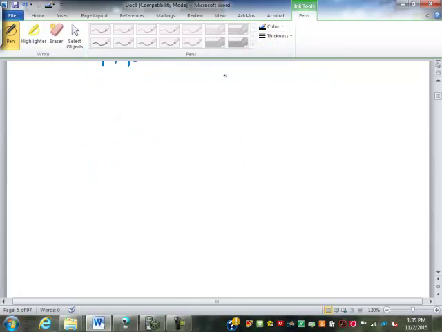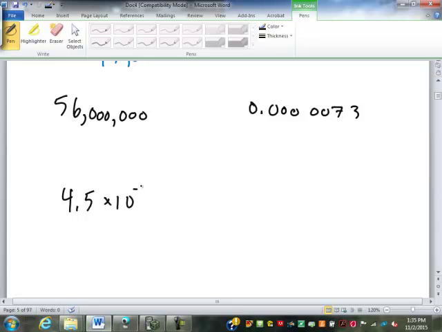So in your notes, turn these two into scientific notation. And these two into standard notation or decimal notation.